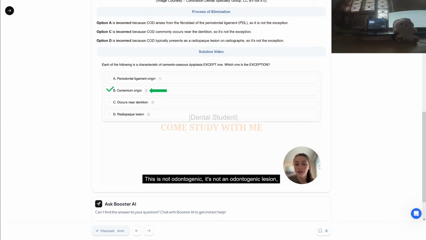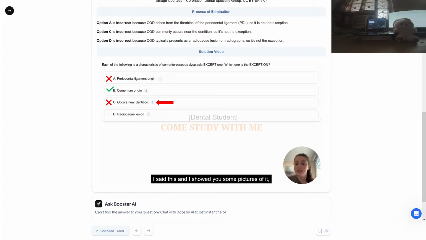This is not odontogenic. It's not an odontogenic lesion, and it would be if it stemmed from the cementum. So keep that in mind. This is a fibro-osseous lesion, and that's why, cemento-osseous dysplasia, this is not an odontogenic lesion. It doesn't have anything to do with tooth structure, so it couldn't come from the cementum. So the incorrect answer, the exception, is cementum origin. Now, just to go through these other answer choices, like I said, periodontal ligament origin is the truth, so it would be wrong for this question. Your PDL will remain intact, and it does have origin in those fibroblasts in the PDL space.